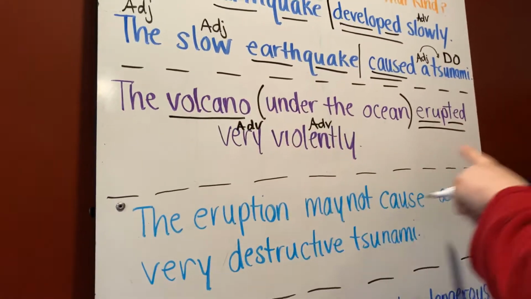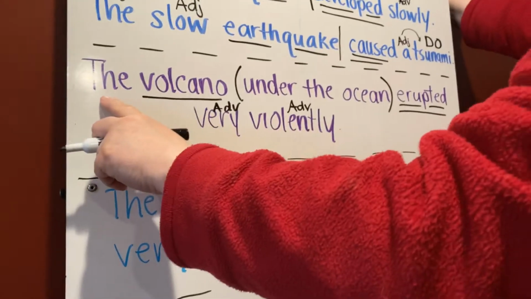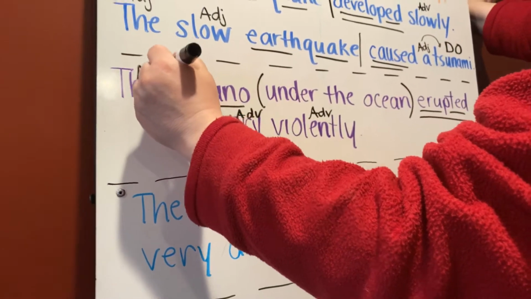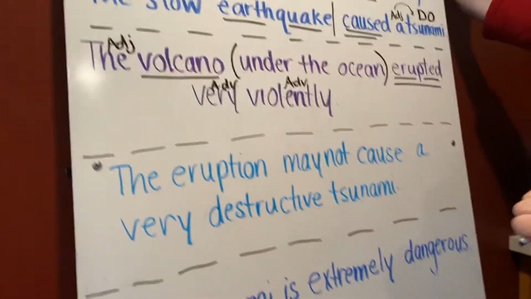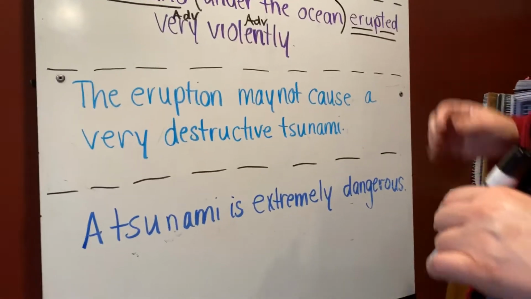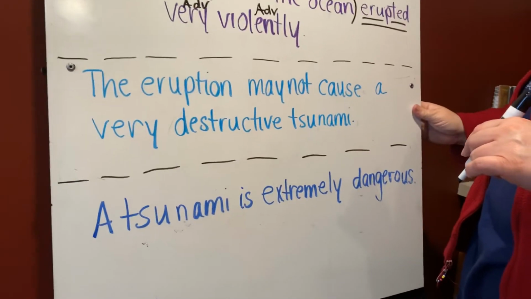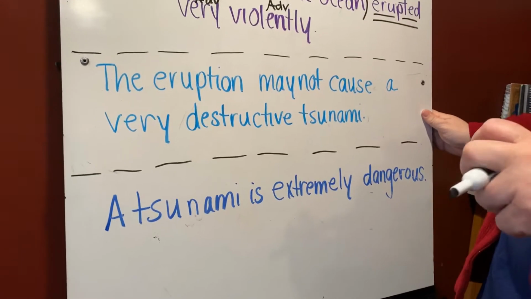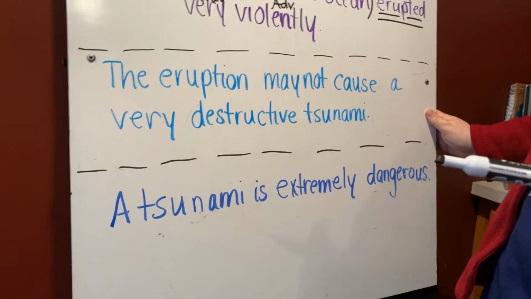Okay, let's see what else we've got to look at here. The. And what is the? The is an article. It is a special adjective. Okay? Okay, this sentence deals with a negative. And so let's read this and we'll go through this together. The eruption may not cause a very destructive tsunami.